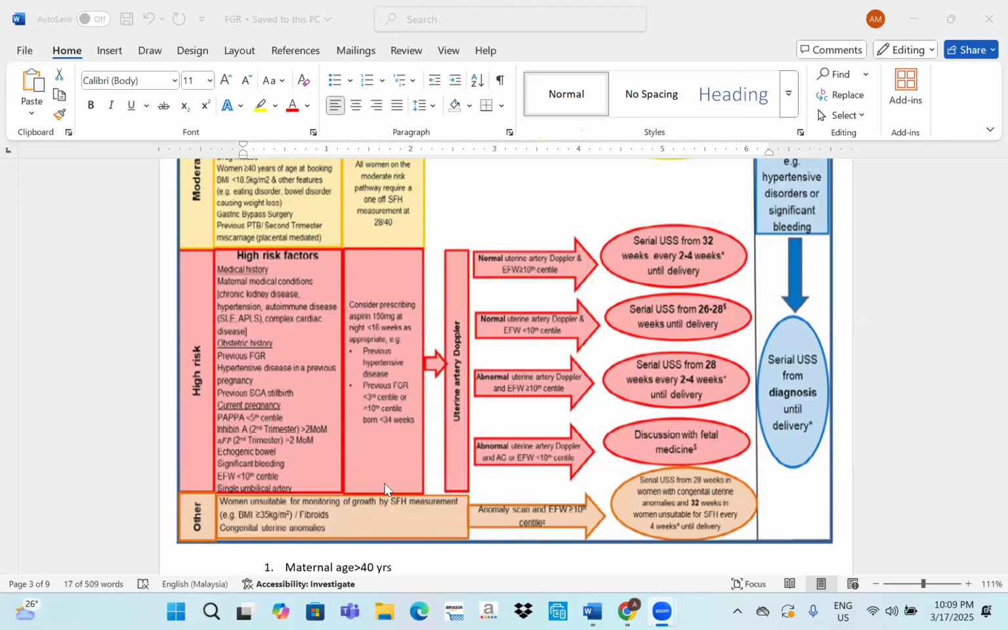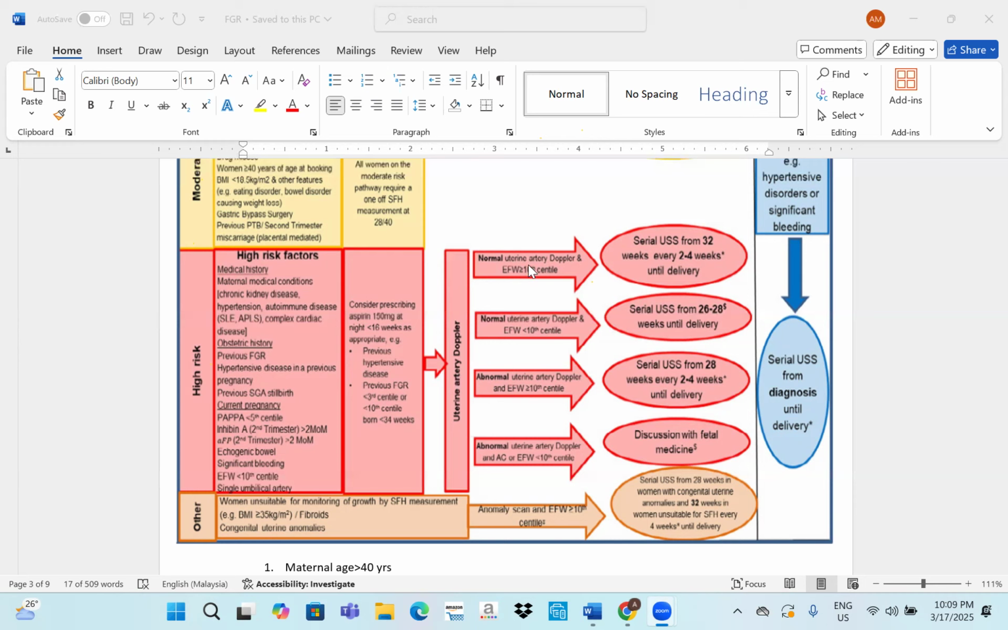And if these risk factors are present, you should start 150 milligrams of aspirin at night around 13 weeks, and I think up to 34 weeks you have to give. Now it will come and we will confirm it then. Then uterine artery Doppler. Now they have incorporated this uterine artery Doppler for every high risk patient. These are the high risk conditions. If any of these conditions is present, you will ask this patient to do a uterine artery Doppler.